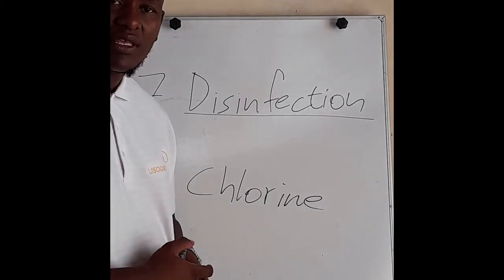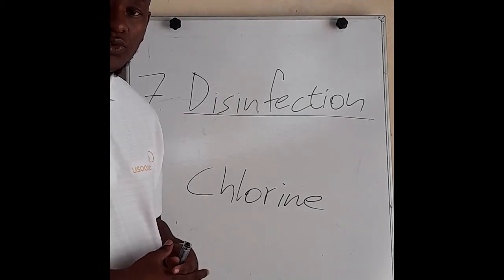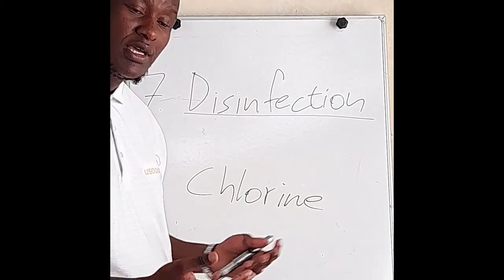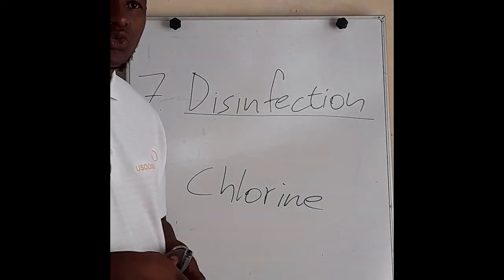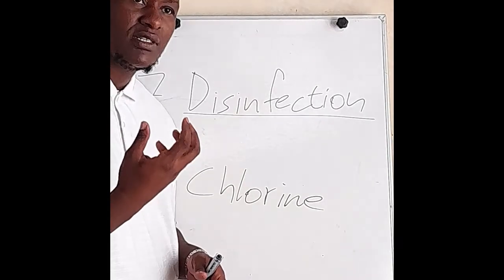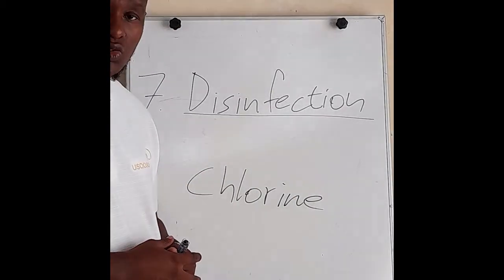Same goes with a swimming pool, for instance. When you want to disinfect a swimming pool, what do you use? You use HTH. What does it have? It's got chlorine in it. You can even smell it, it has a choking effect. That's the chlorine that's normally used.